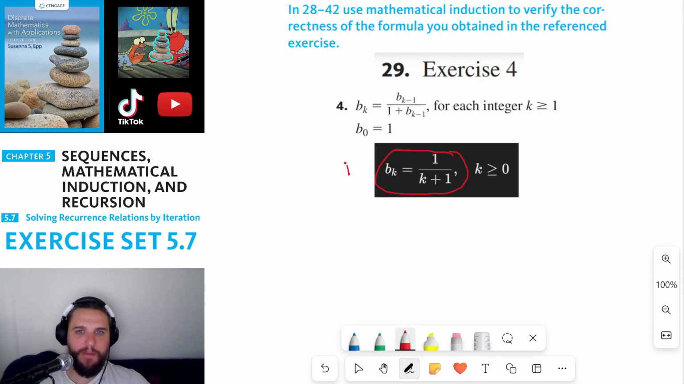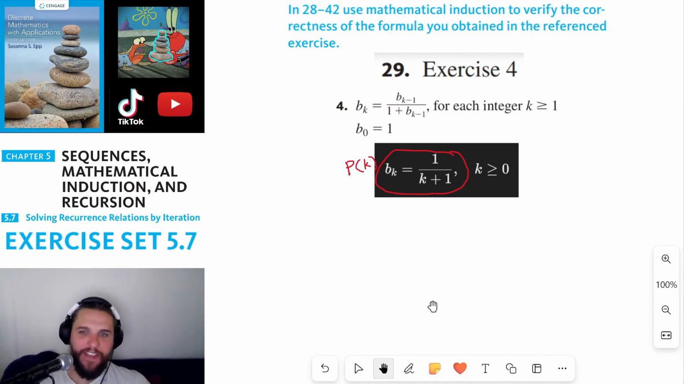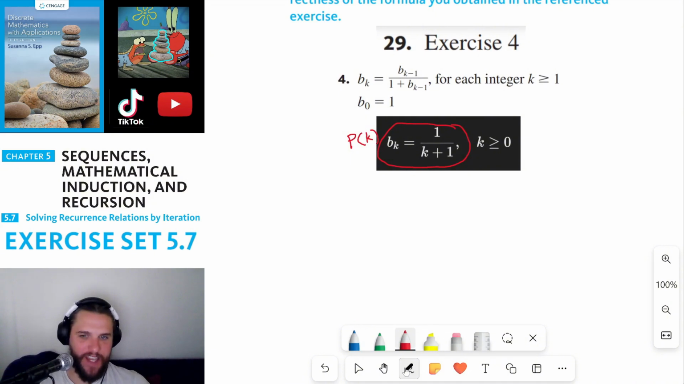Now, this is going to be our predicate P of k. Normally I have P of n. This is going to be a little confusing because now I'm using k. That's my fault, but the idea is still the same.